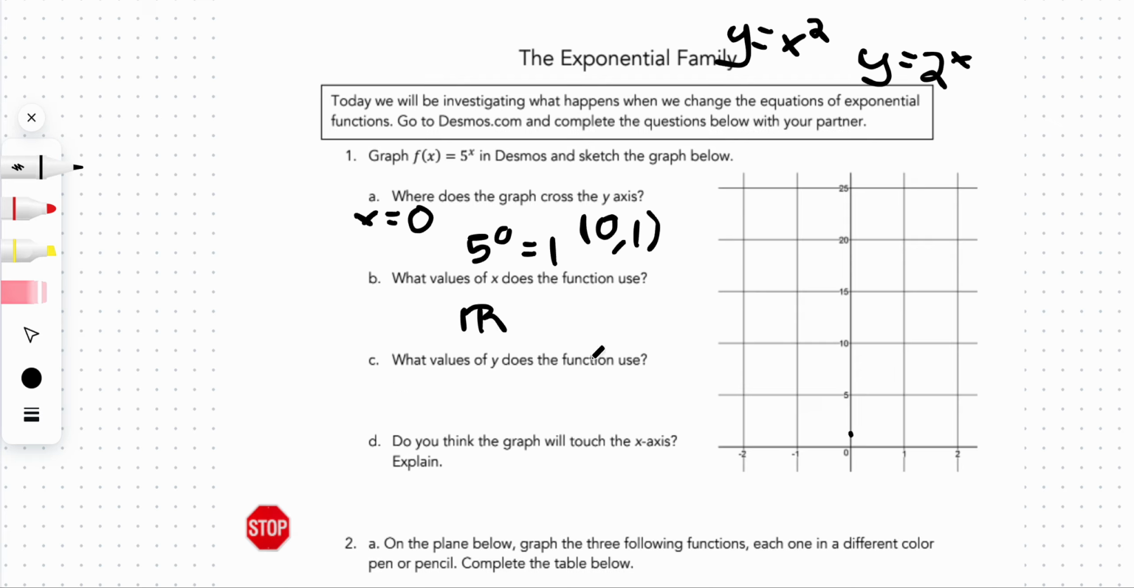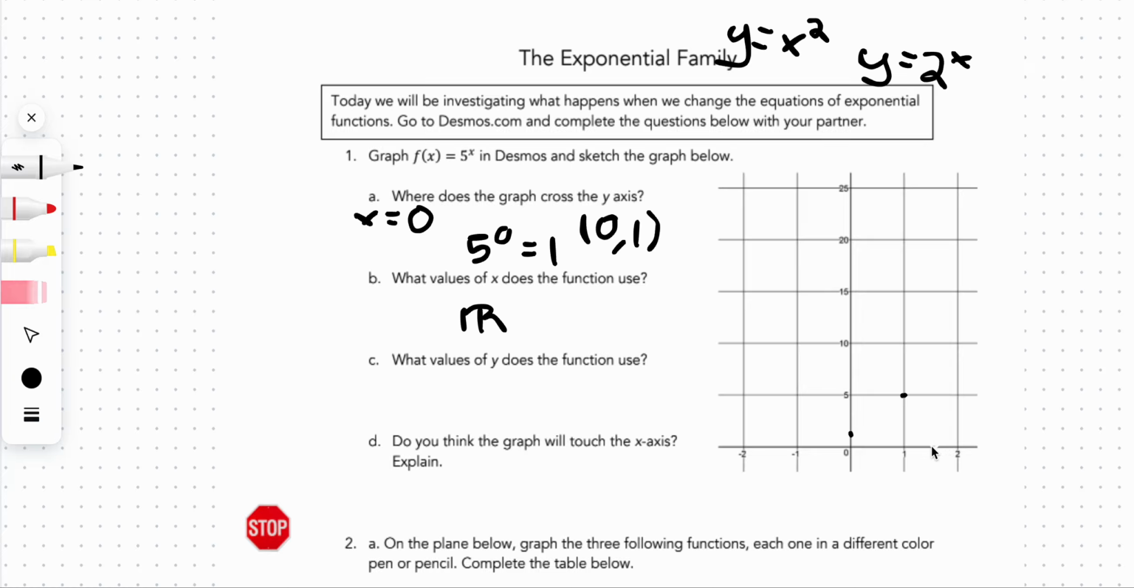Okay, what values of y does the function use? Now, this is saying the output, right? This is talking about the range. So when we plug in all of the x values in our domain, what y values will that produce? To do that, let's actually graph this first. So let's do x equals 1. 5 to the first power, right? We're just plugging it into this equation. 5 to the first power is just 5. So we plug that point in.